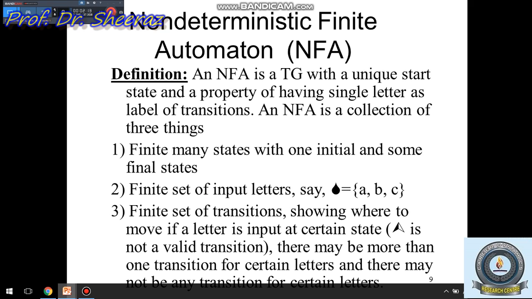NFA. An NFA is a transition graph with a unique start state, only one, and the property of having a single letter as the label of transitions. An NFA is a collection of three things: finitely many states with one initial and some final states, a finite set of input letters like A, B, C, etc., and a finite set of transitions showing where to move if a letter is input at a certain state. Lambda is not a valid transition. There may be more than one transition for certain letters, and there may be no transition for certain letters.